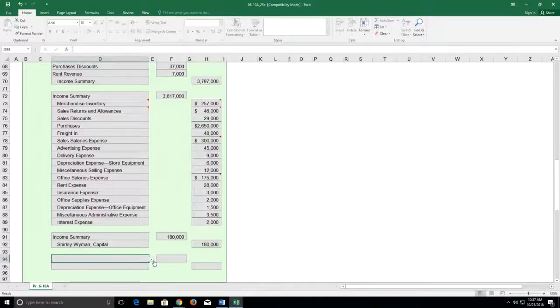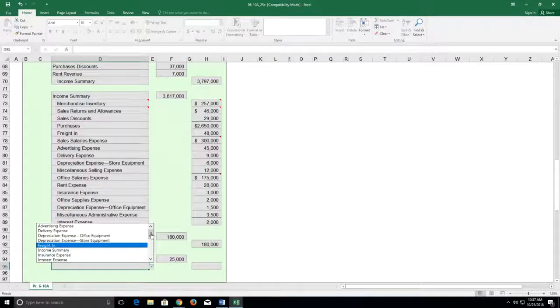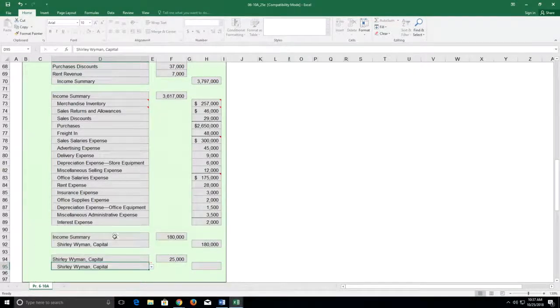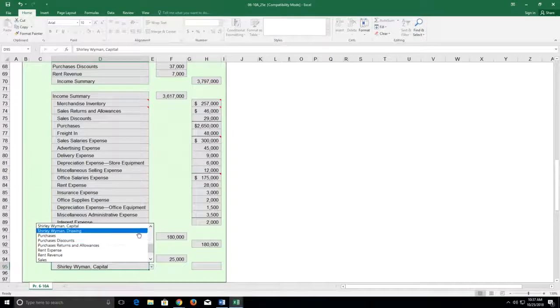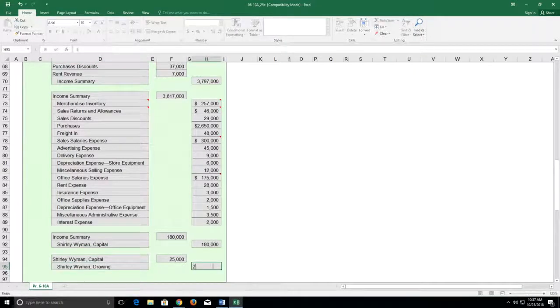And then we're going to close out our drawing account to our capital account. Only time that we debit our capital account, we pay ourselves well. We paid ourselves $25,000. And that would be a credit to the drawing because that's how we close it. And that same $25,000.